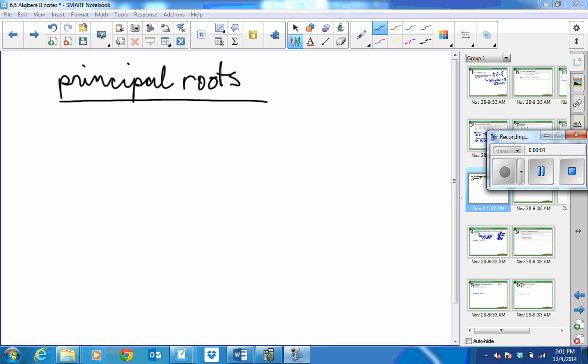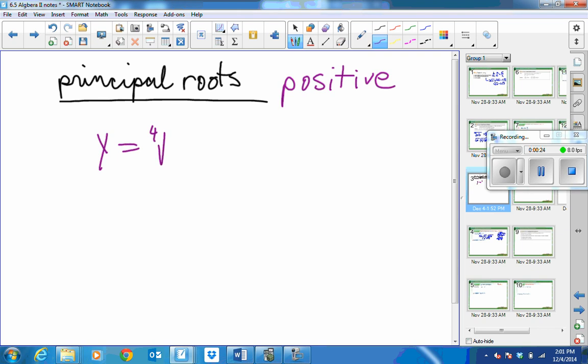So I'm going to talk a little bit more about principal roots before we get into the video on section 6.4, and we touched on this in class, but we need to look at principal roots, which are the positive roots when we're talking about some radical functions. And let's take, for example, y equals the fourth root of x to the 12th. Where we need to be careful is when we have an even index, and when we simplify this radical, we actually get something as simple as y equals x cubed.